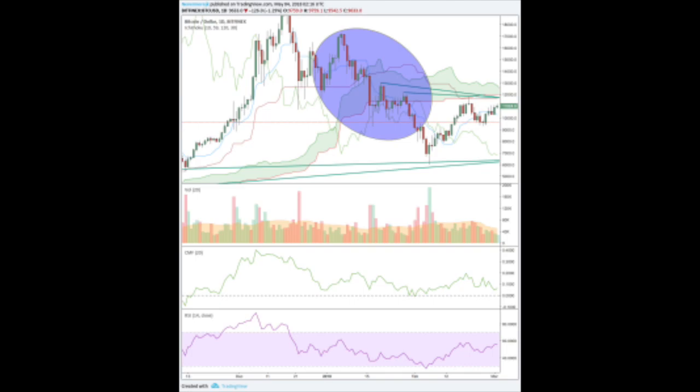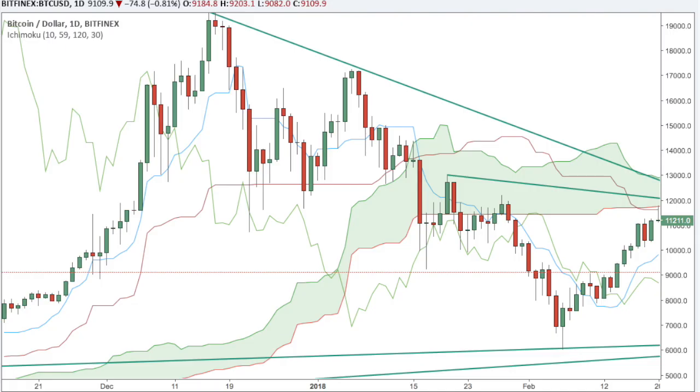To Neil's ire, I do like to use the Ichi Cloud, and I have my own custom setting that I use for it. But there is some amount of choice that goes into what settings you use on the Ichi Cloud. You hear a lot of people here talking about the 20, 60, 120, and 30 settings on the Ichi Cloud. I do like to use those sometimes. My version of that is 10, 59, 120, 30.